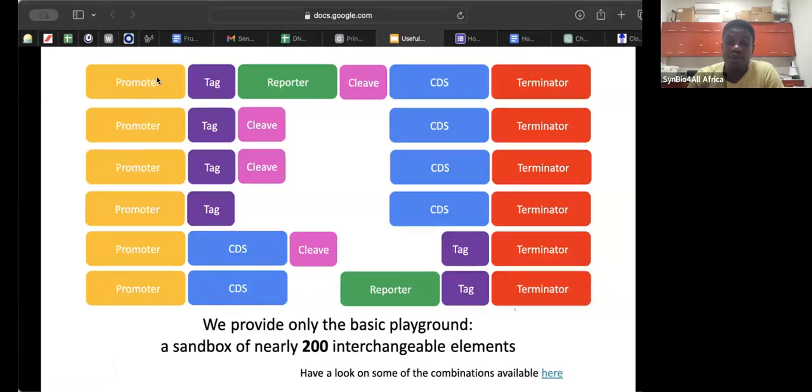So you can say, okay, I want to do promoter first, I want to do a tag, I want to do a reporter, I want to do cleave, I want to do coding sequence, I want to do a terminator, right? Okay, I missed something. I didn't talk about the cleave. Sorry, I'm going to just mention it in a bit.